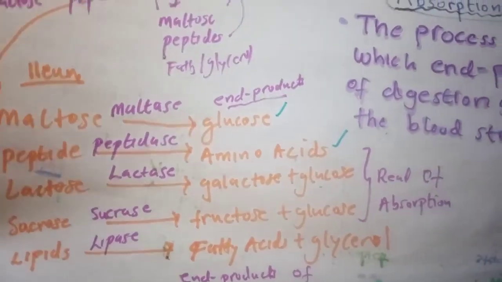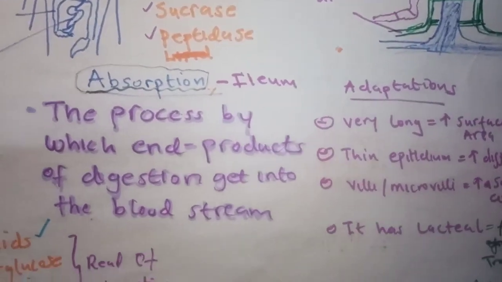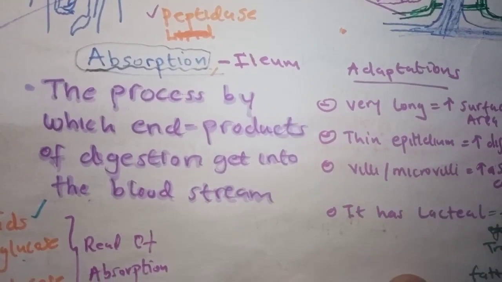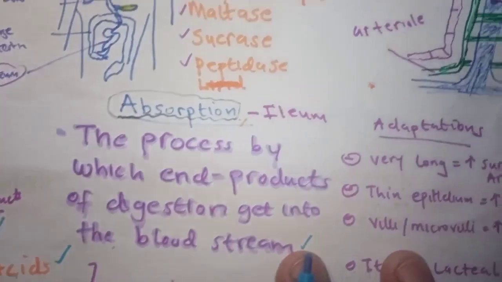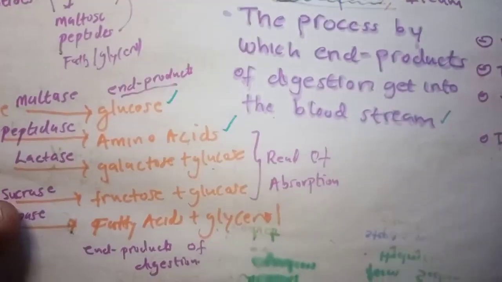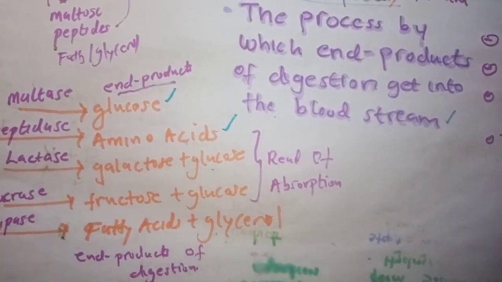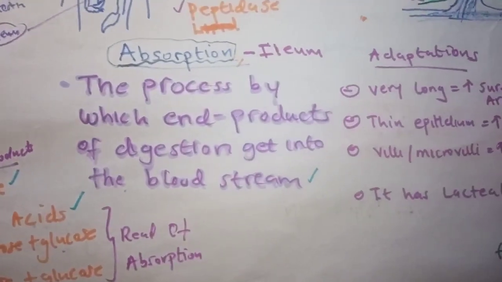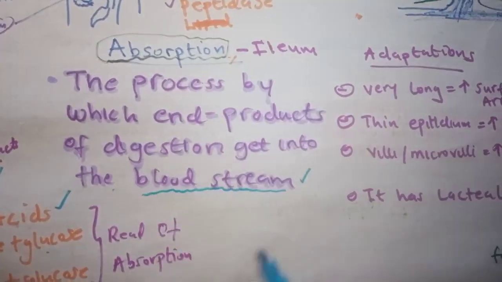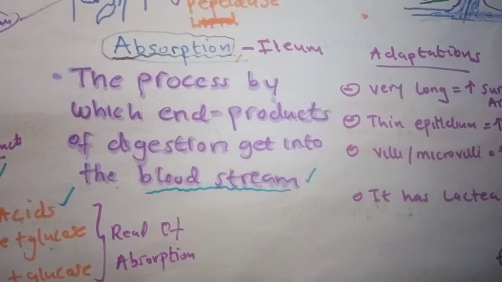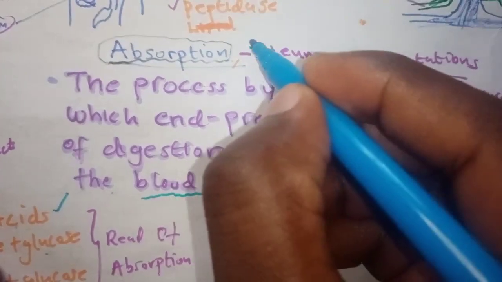Now what is absorption? Absorption is simply the process by which end products of digestion get into the bloodstream. What are the end products of digestion? They are glucose, amino acids, galactose, fructose, fatty acids, and glycerol. The process by which these get into the bloodstream is what we call absorption, and absorption will take place in the ileum.